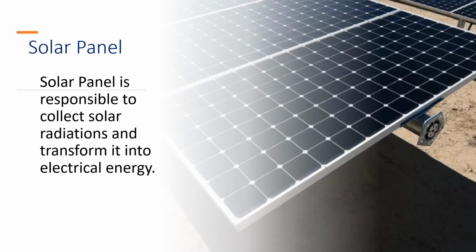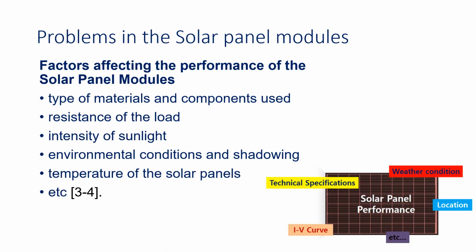Solar panel is responsible for collecting solar radiation, and it transforms it into electrical energy. There are factors affecting the performance of the solar panel modules. First, what type of particular material and components used. It depends on what particular specification of a solar panel. Resistance of the load or the IV curve, intensity of sunlight, environmental condition and shadowing, so it depends on the particular location where the solar panel is located, temperature of the solar panel, and many others.